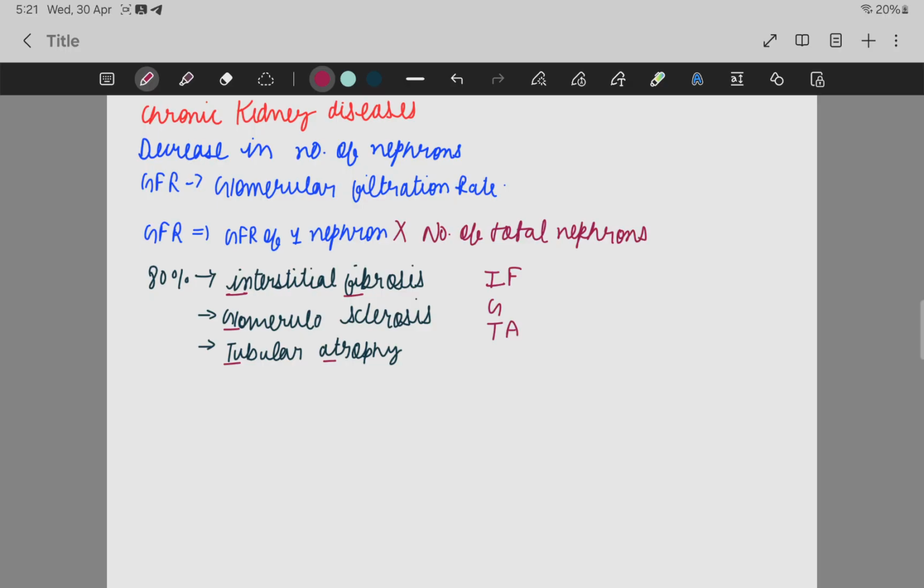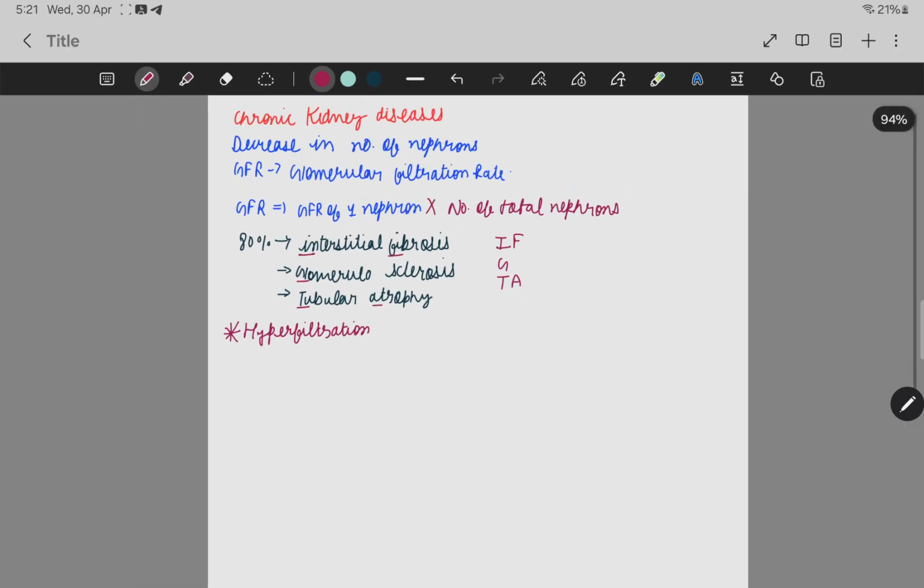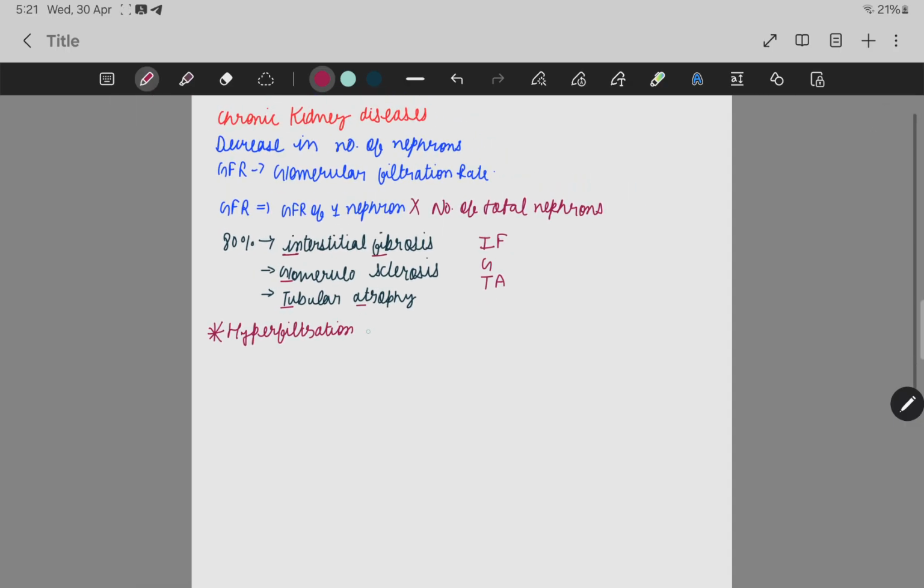Kidney diseases start with hyperfiltration. Hyperfiltration leads to proteinuria, which is a major hallmark of all the kidney diseases.